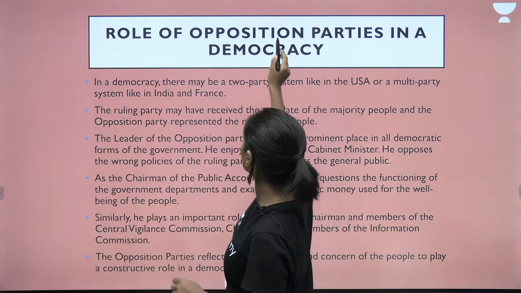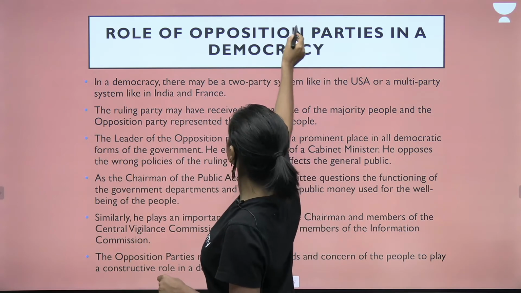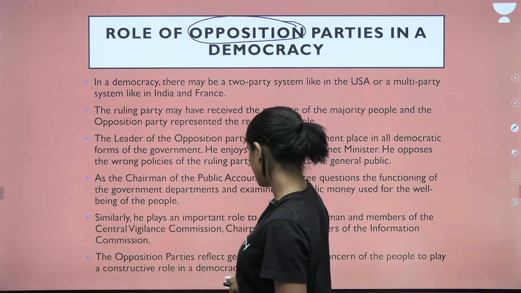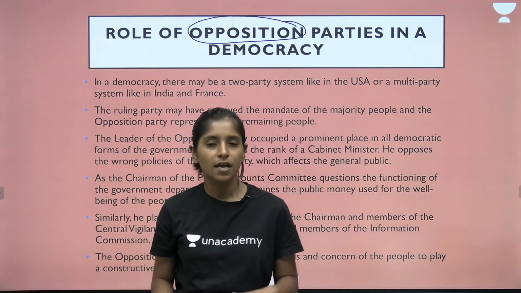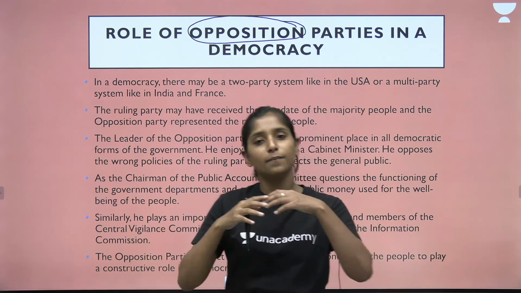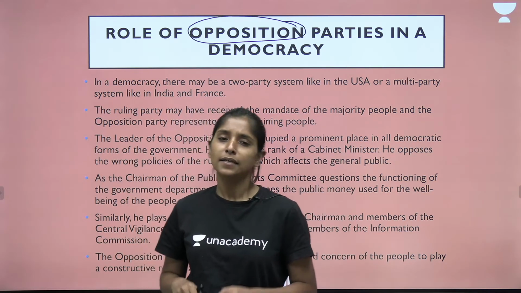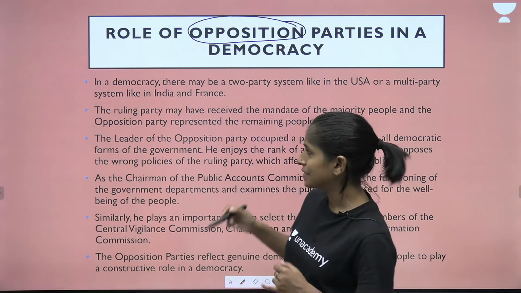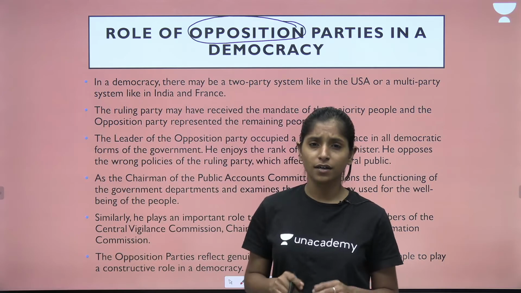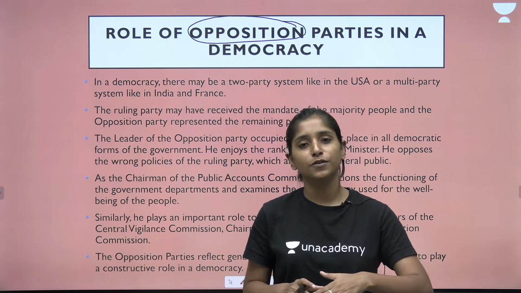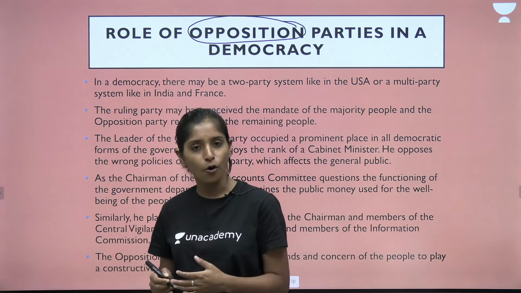So those parties become opposition. That is what exactly happens. So in a democracy there में बहुत सारी parties होती हैं, 2 parties भी हो सकती है, multi-party system भी हो सकती है. The ruling party wins as they receive the majority of the vote, and the other parties which do not receive the majority, they came to be known as the opposition party.